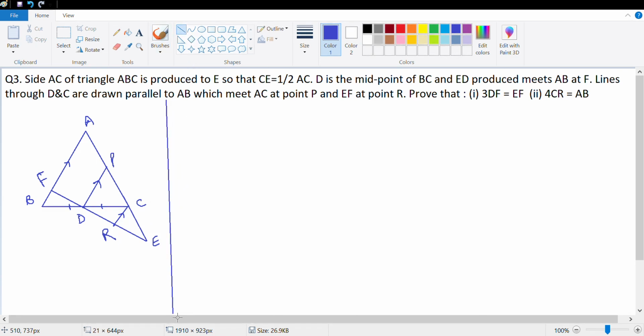We need to prove that 3DF is equal to EF. Also 3 times DF is equal to EF. So basically we'll have to prove that FD, DR and ER are equal. If we can prove these are equal, then we will have our answer. Perfect. So let's see how we can apply either midpoint theorem or equal intercept theorem to solve this question.